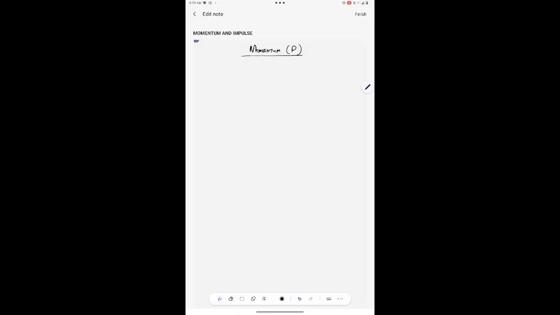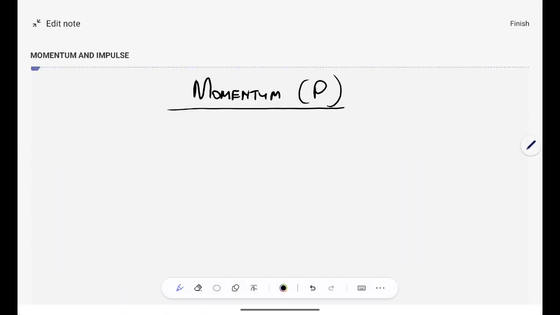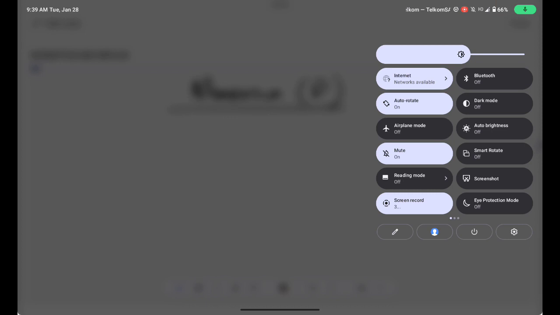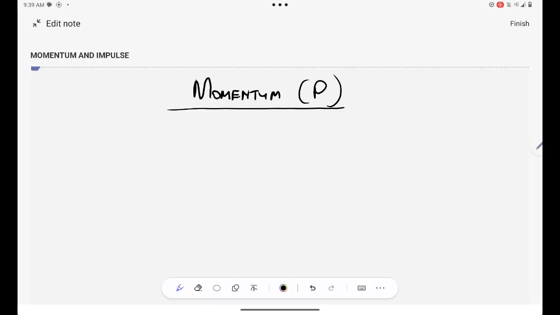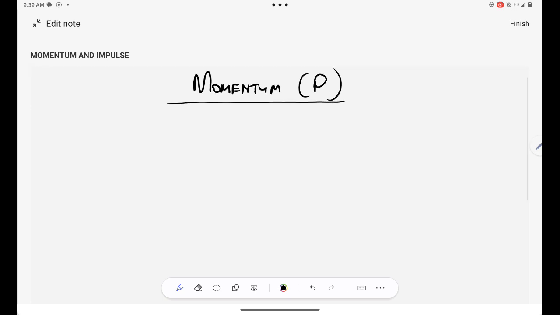Okay, momentum. Momentum by definition is just the product of the mass of an object and its velocity together. If you have the mass of an object and its velocity, you can simply calculate the momentum. Momentum is equal to the product of mass and velocity together.